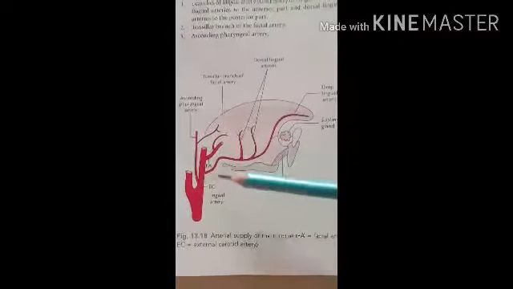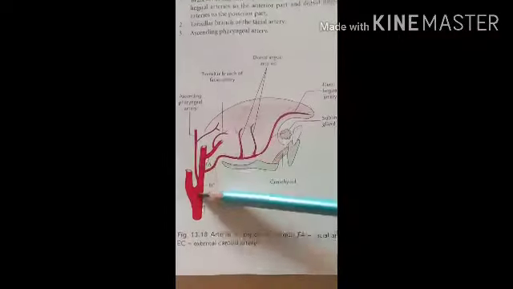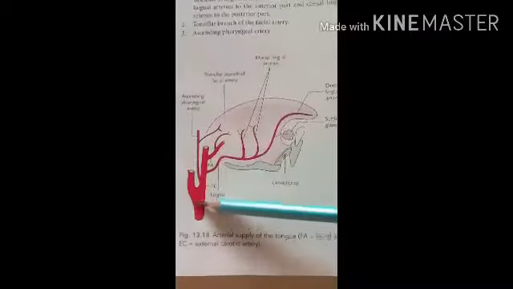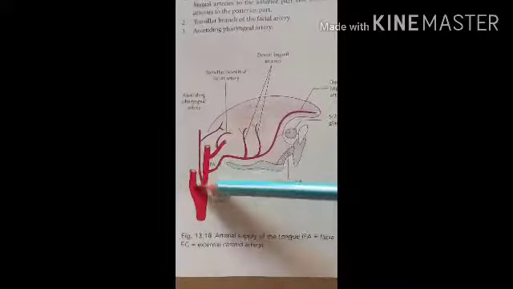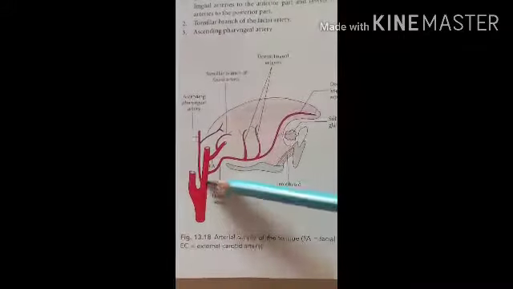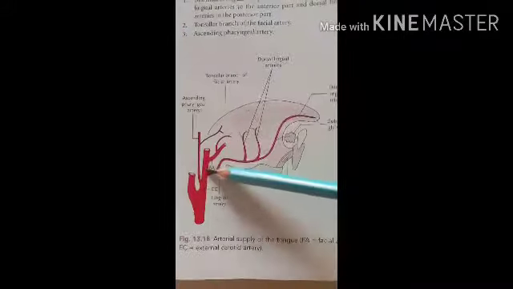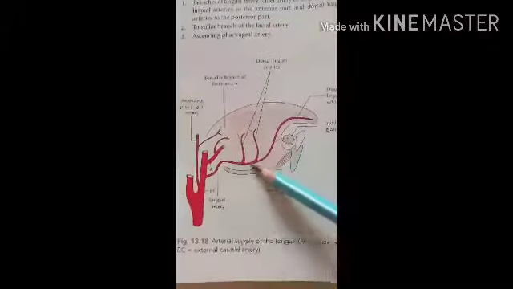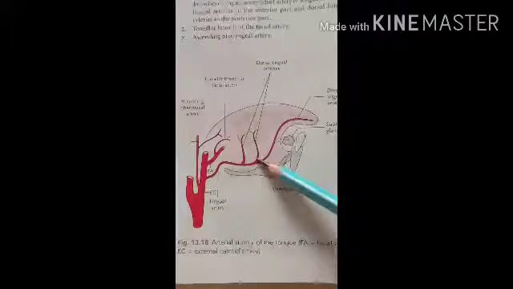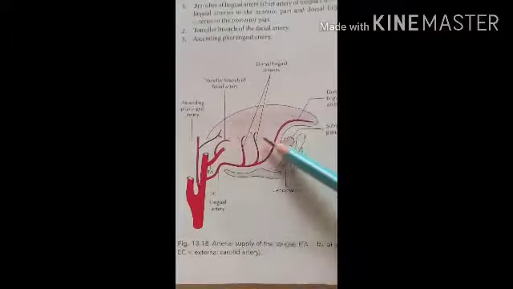Arterial supply of the tongue. The tongue is mostly supplied by branches of the external carotid artery. Here is the common carotid, this is the branch of the external carotid, and this is the internal carotid. The branch of the external carotid artery is the lingual artery, which is the chief artery supplying the different parts of the tongue.